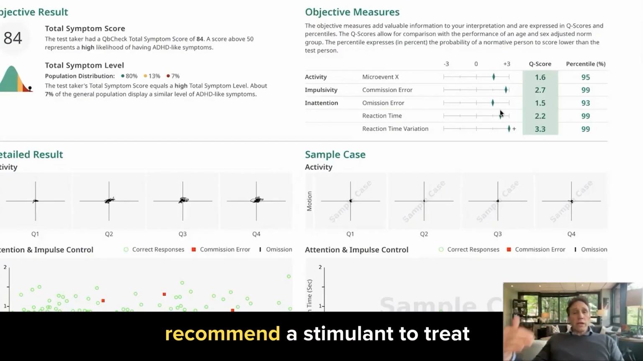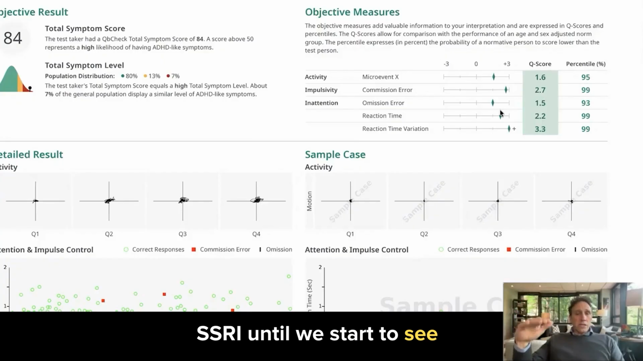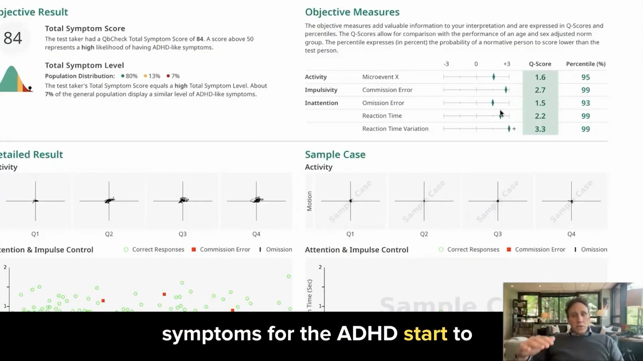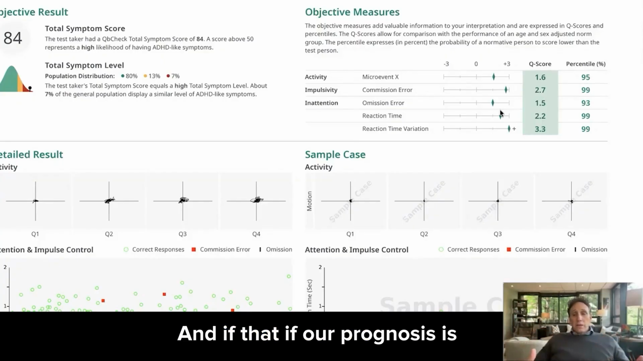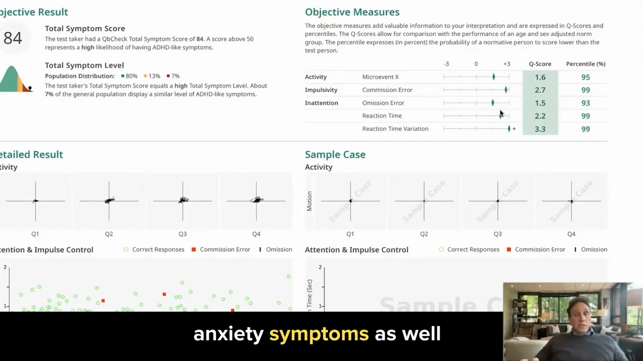So in this instance, we would recommend a stimulant to treat the ADHD symptoms as primary. And we probably wouldn't recommend a change to the SSRI until we start to see symptoms for the ADHD start to abate. And if our prognosis is accurate here, we're going to start to see an abatement of some of the depression and anxiety symptoms as well, because she'll have more predictability. The medicine's helping her stay focused a little bit more effectively, have that energy come up a little bit more, and in many cases, a brighter mood as a result also.